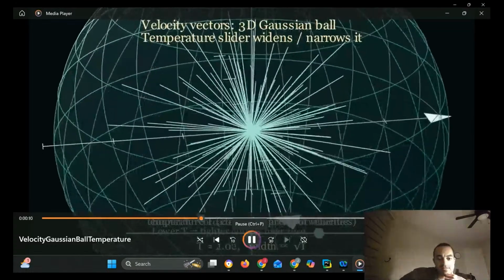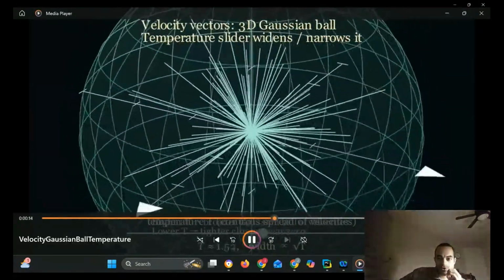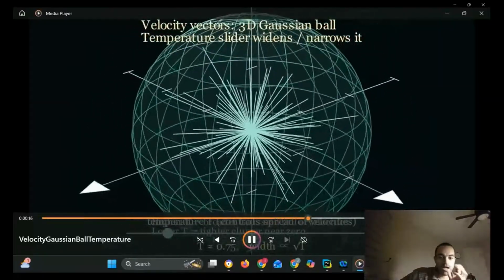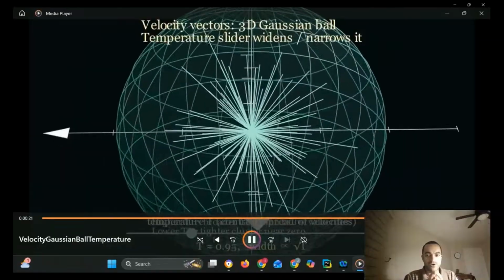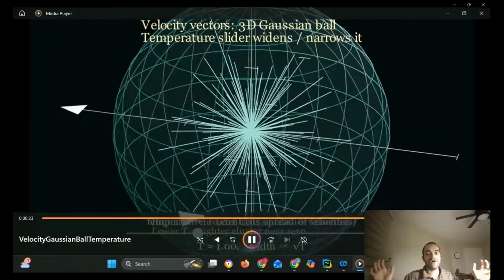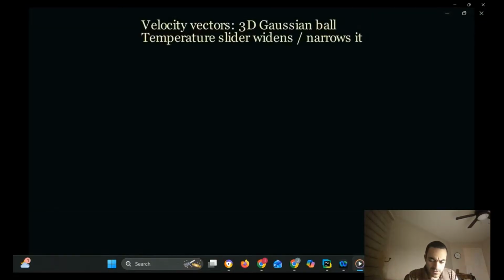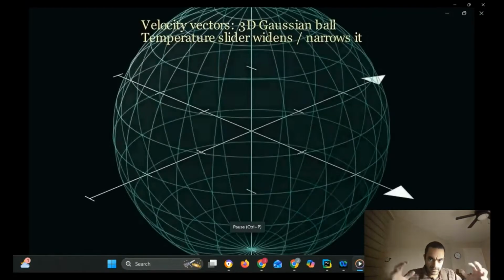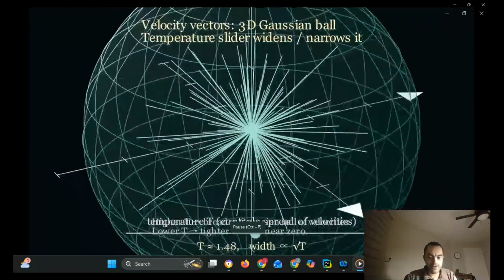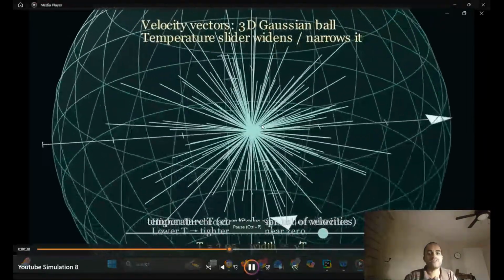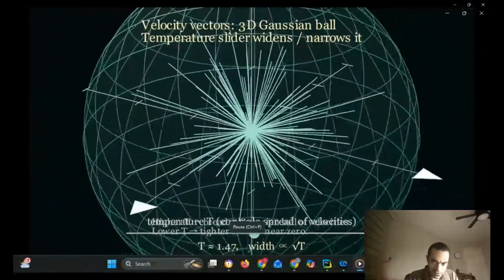And you can see that in our Gaussian ball, we can see that the temperature slider widens, either widens or narrows, depending on the size of the three-dimensional Gaussian ball. So as the volume increases, the slider widens. As the Gaussian ball's volume decreases, then the temperature would start to narrow. So greater volume means temperature widens. Smaller volume means temperature will start to decrease, okay?